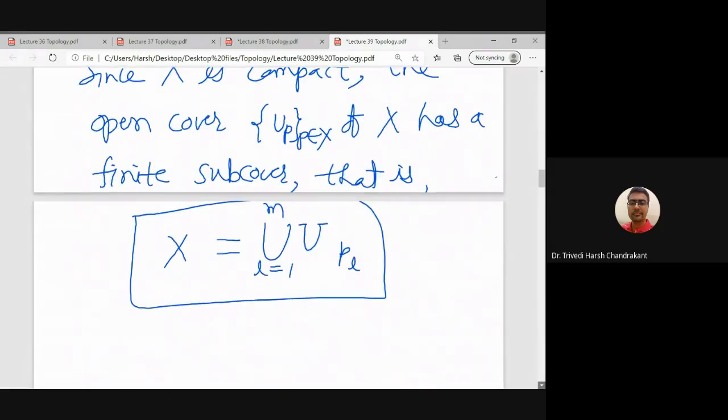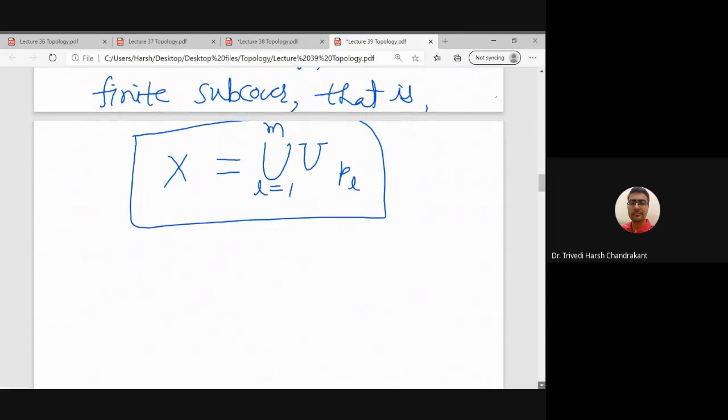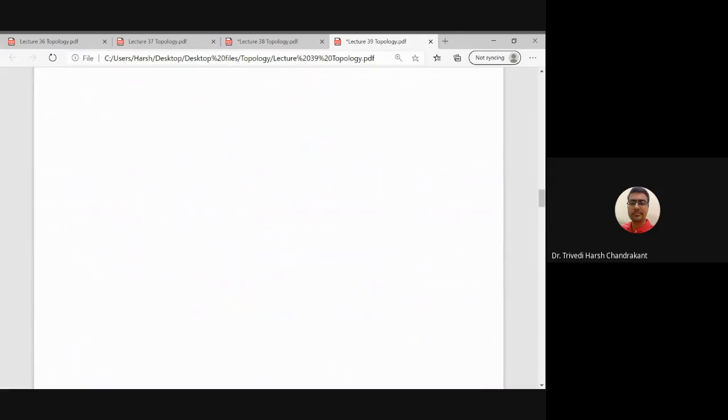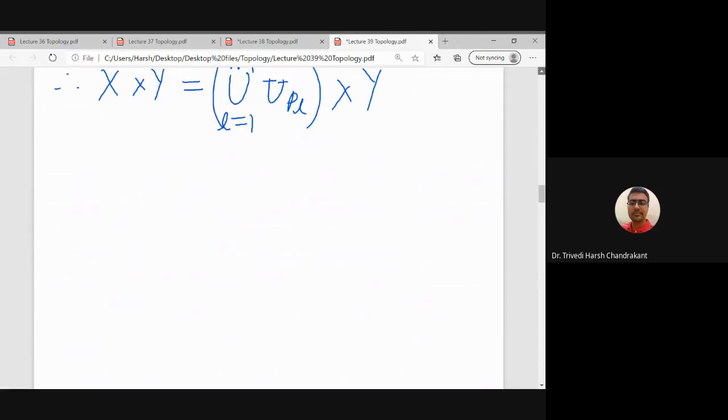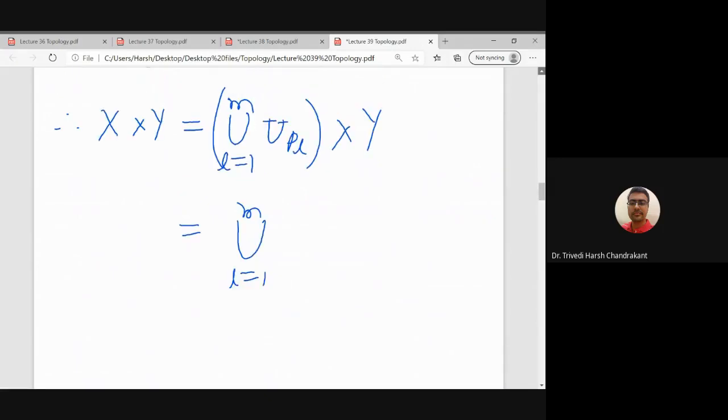And so this we are getting from the compactness of X, and then finally we will get what is X cross Y, because we are interested in finding the finite subcover of X cross Y. So X cross Y is basically the union of UPL, that is equal to X cross Y. And then once again we can write this as the union of L running from 1 to m of UPL cross Y, right? So these two sets are the same.